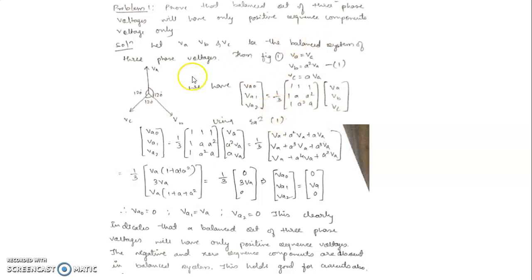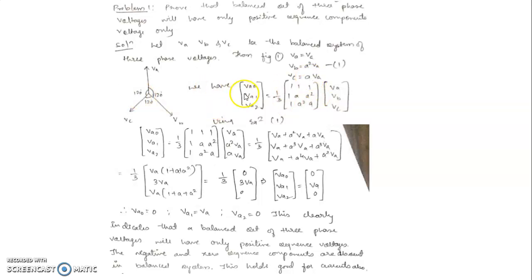So let us consider a system. This is a balanced system. VA, VB, VC have the same magnitude, and they are 120 degrees apart each. Now referring to this, I have written the equation. VA with respect to VA will be the same. VB with respect to VA I have written as VB. If I take the anti-clockwise direction, VA and VB have a difference of 240, so we have written 240 in terms of a square. Then VC and VA have an angle difference of 120, and that 120 is represented by a.